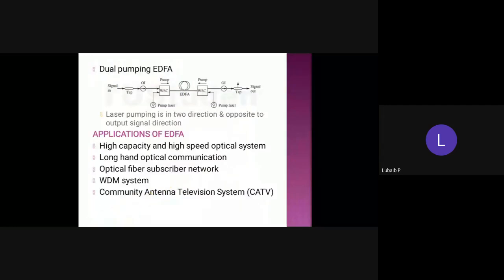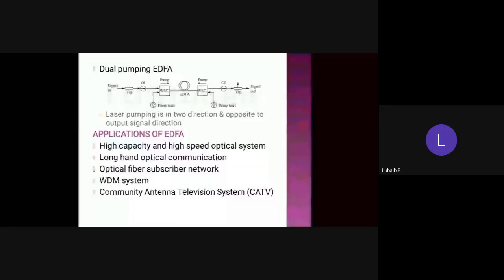Then dual pumping EDFA is another type of architecture. Here the laser pumping is in two directions, the two directional laser pumping. You can see the pump laser in one direction and the other direction, and the input signal laser pumping is in two directions, opposite to the output signal direction. These are the different architectures or types of EDFA.